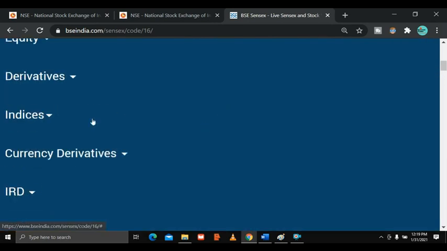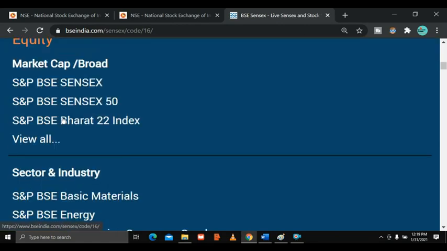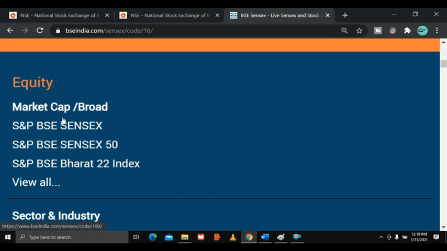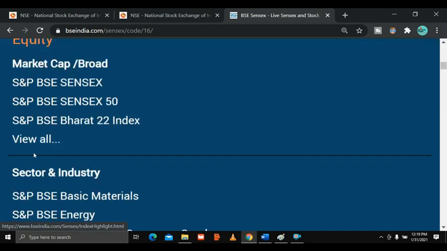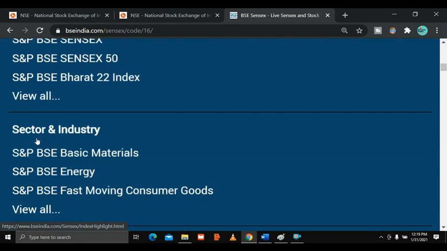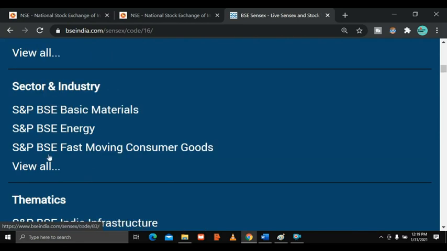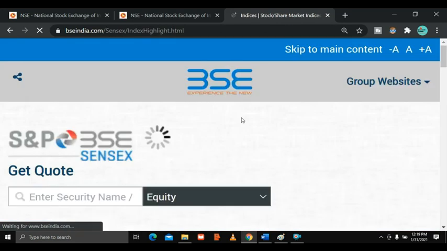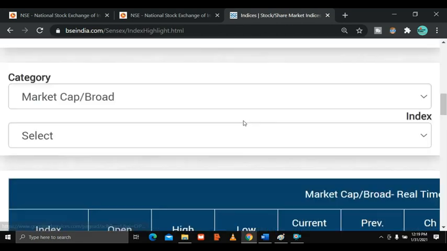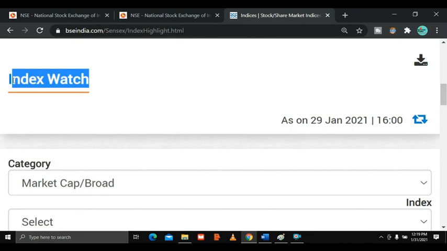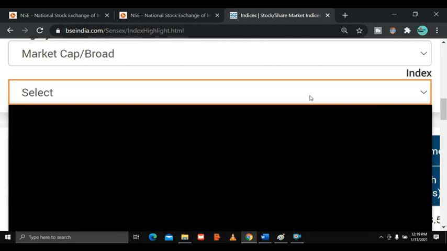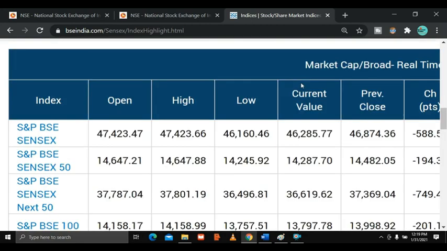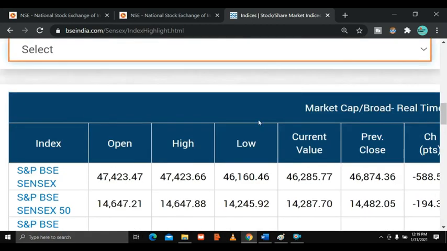Okay, for example, look at this. Can you see indices here? If I click on this, let's see what happens. Okay, sector, industry, view all. I'm going to click on this view all. You can practice it. Look, this is the indices watch. This is what I was looking for, index watch. If I click this select, okay, look at that now. This is what I wanted to show you.